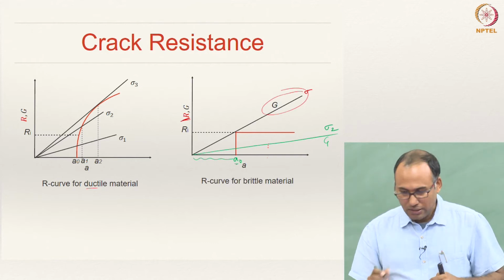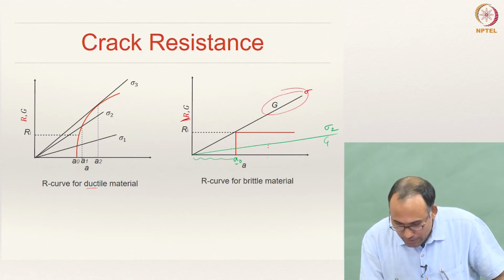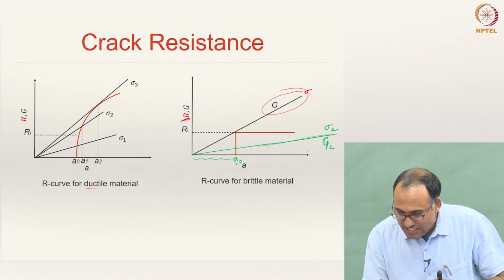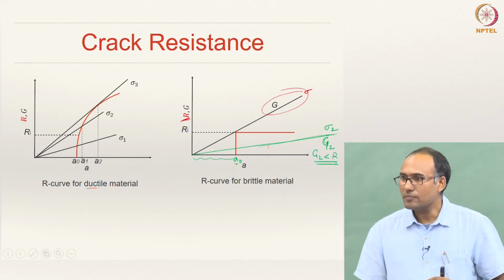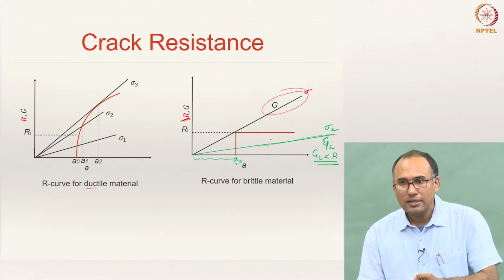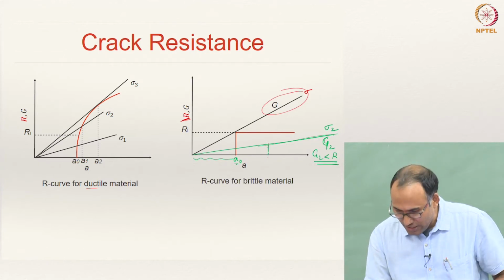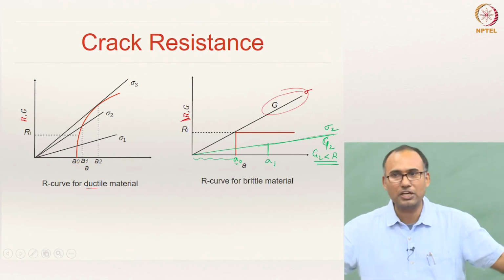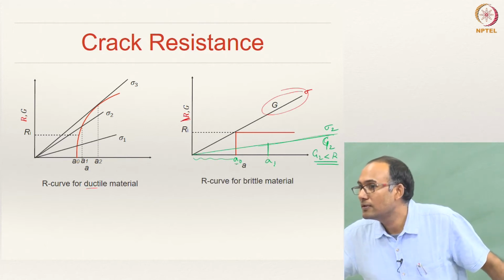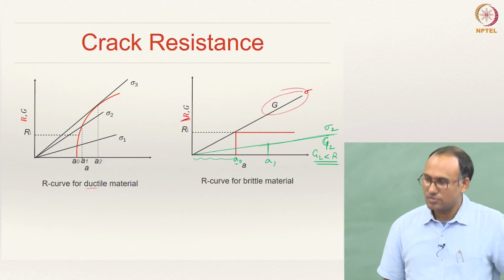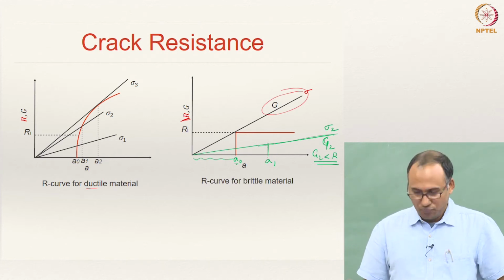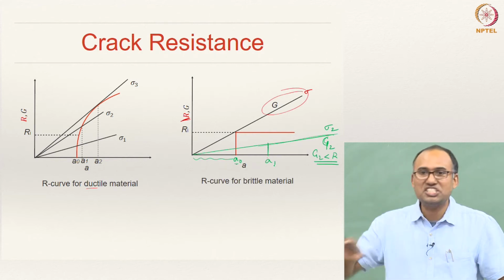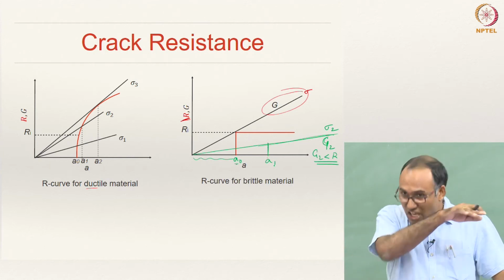Not necessarily. If my load is so low that my G value, say I am calling it G2, is always less than R, then since it is less than R, the crack will not propagate. Even here, you may have an increased crack length, say A1, but the crack will not catastrophically propagate. Is that clear? But here the point is the resistance is not changing. The R curve is a constant curve.